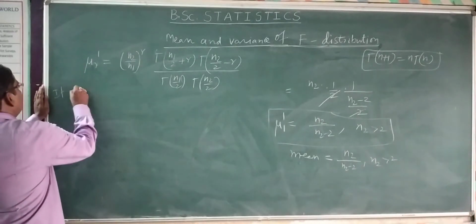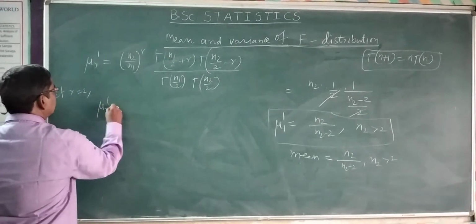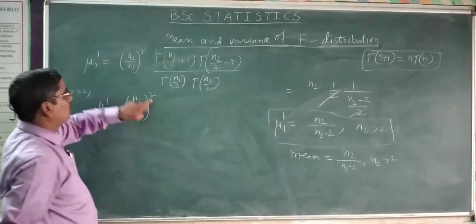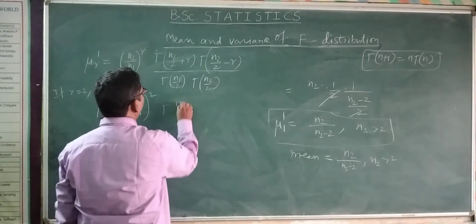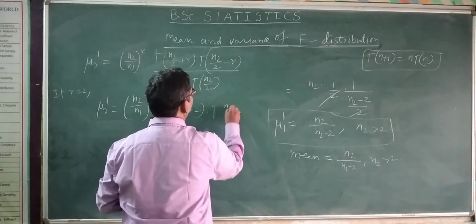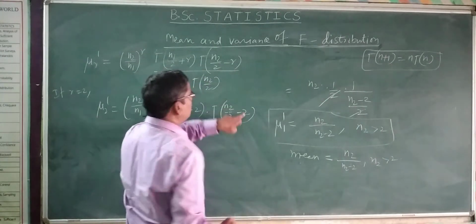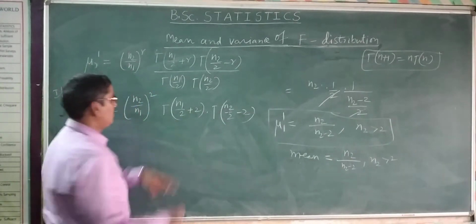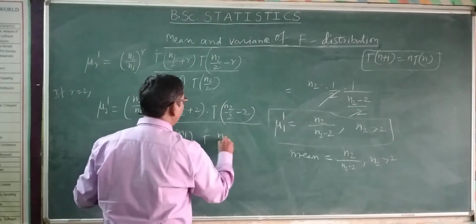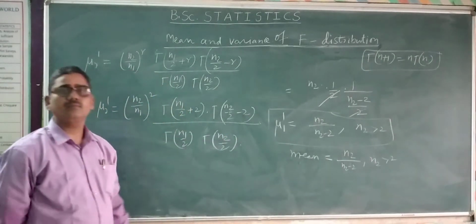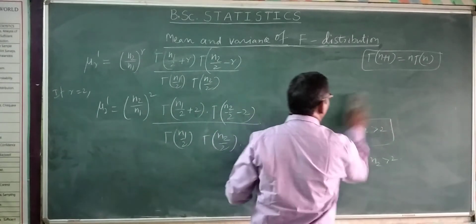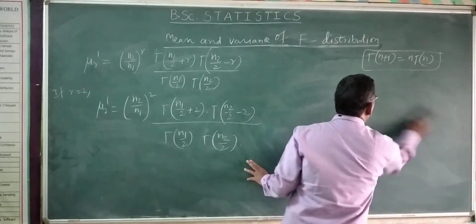If r is equal to 2, then mu 2 dash is equal to (n2 by n1) whole square, r is equal to 2, and gamma of n1 by 2 plus 2 multiplied by gamma of n2 by 2 minus 2, divided by gamma of n1 by 2 and gamma of n2 by 2. Now we have to simplify again by using the same formula, gamma n plus 1, but we have to use it 2 times.